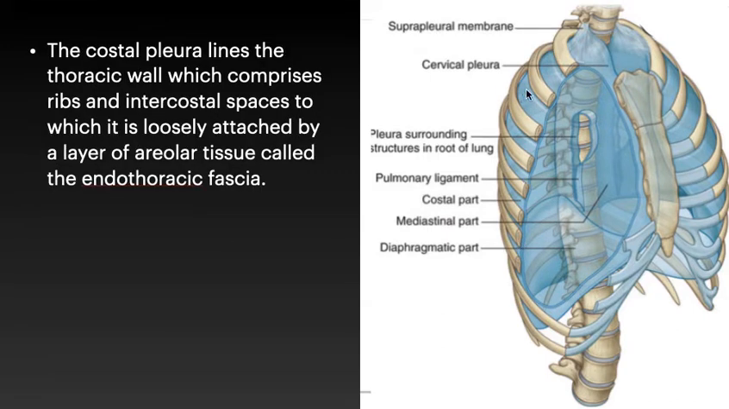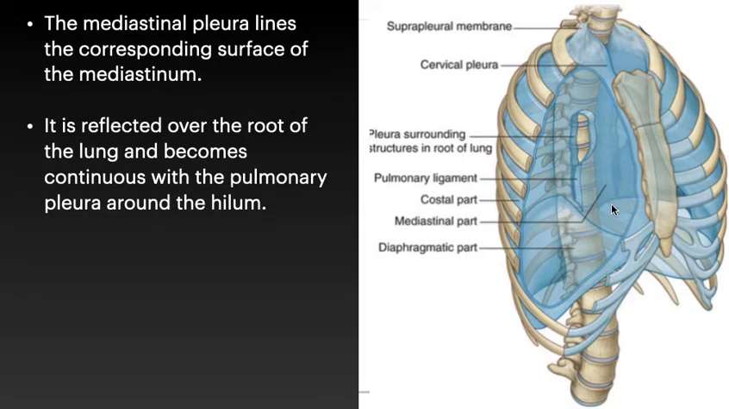The costal pleura lines the thoracic wall, which comprises the ribs and the intercostal spaces, to which it is loosely attached by a layer of areolar tissue called the endothoracic fascia. The mediastinal pleura lines the corresponding surfaces of the mediastinum, reflected over the root of the lung, and becomes continuous with the pulmonary pleura around the hilum.